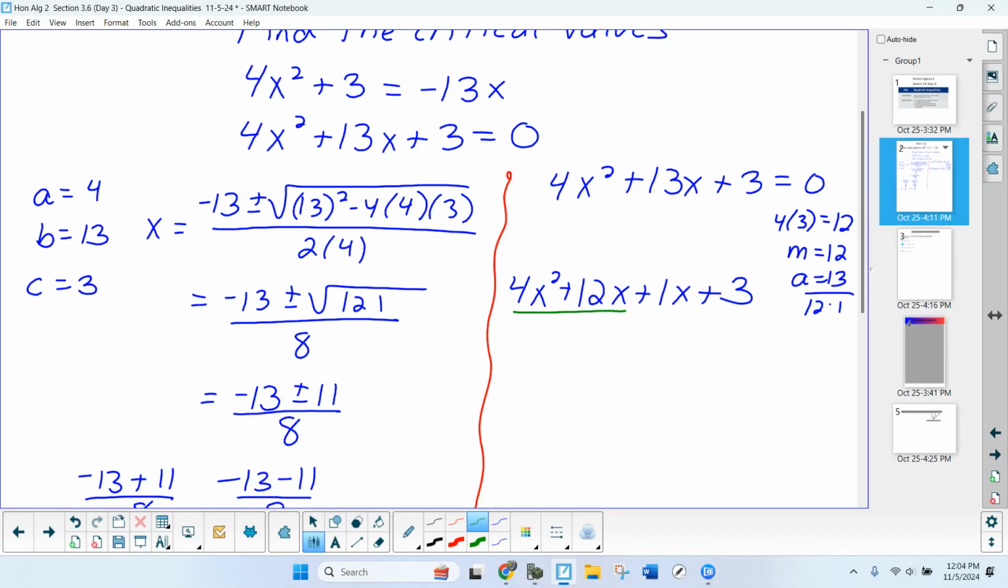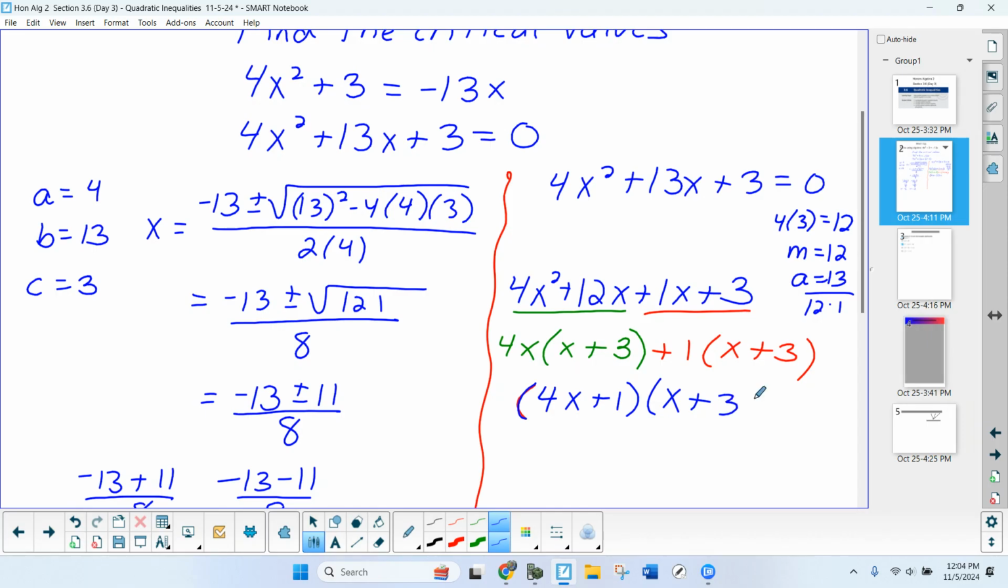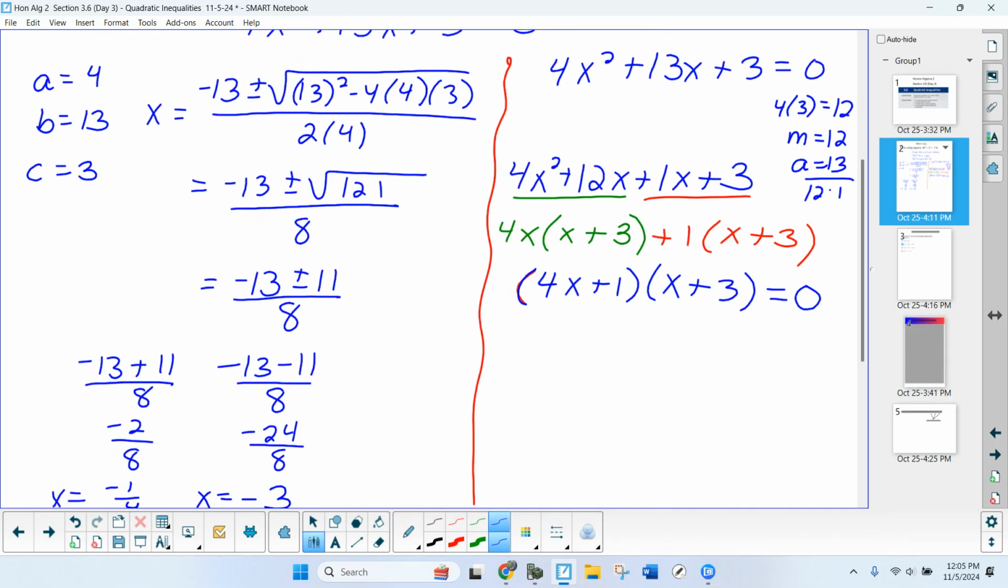What did you pull out of the first group? 4x. When you pulled out 4x, what was left? x plus 3. What did you pull out of the second group? A 1. What was left? So what did this factor into? 4x plus 1 and x plus 3 equals 0. Now remember, to solve this by factoring, you set each factor equal to 0. You guys will get better at that. This one's super easy.